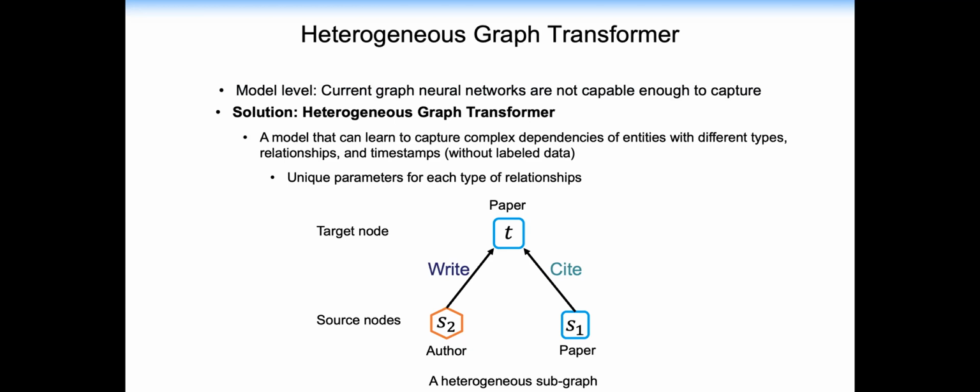Take, for example, the heterogeneous subgraph on this slide. Say we are interested in the target node paper T, and it has two source nodes. One is its author node S2. The other one is its citation paper S1. Given this heterogeneous knowledge graph with two types of relation, how can we model this graph?